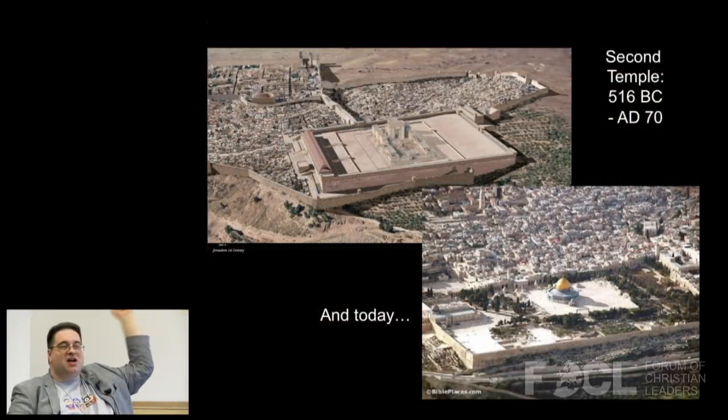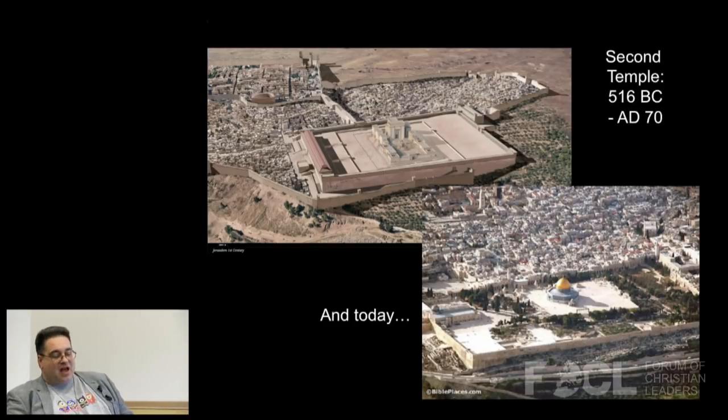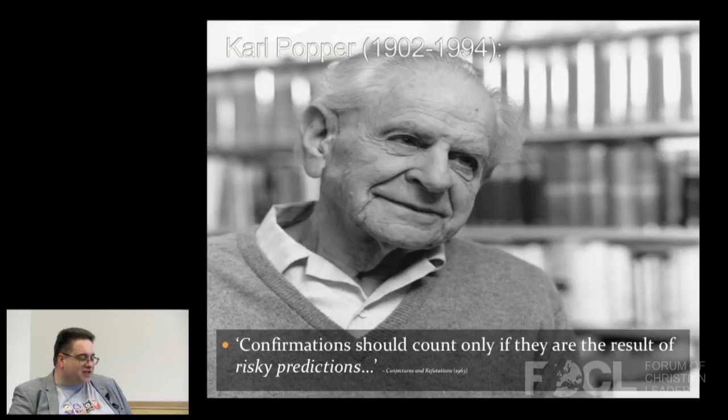So we have here a computer image of the second temple of Jesus' day, and a photo of the Temple Mount as it is today. And of course you can see that not one stone of the original temple is left on another. Now, as Karl Popper, the philosopher of science, said, confirmations should count for your theory only if they're a result of a risky prediction. So how risky is it to point at an ancient world giant temple complex and say that will be destroyed, let alone that will be destroyed within a generation?